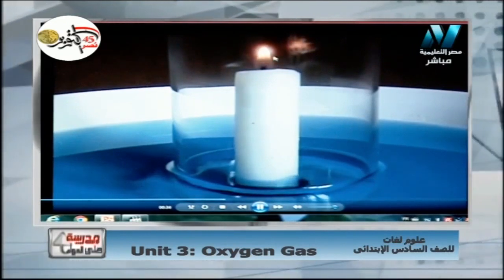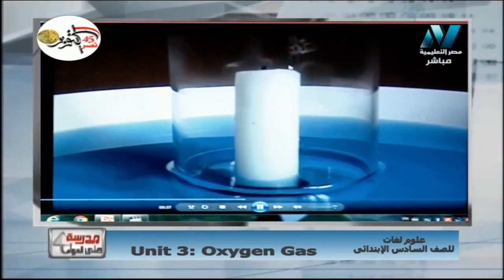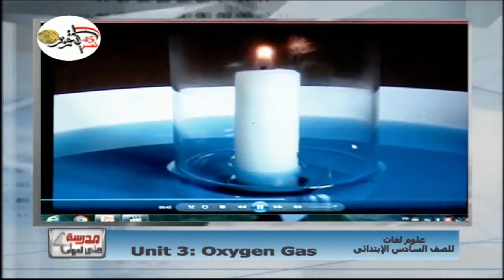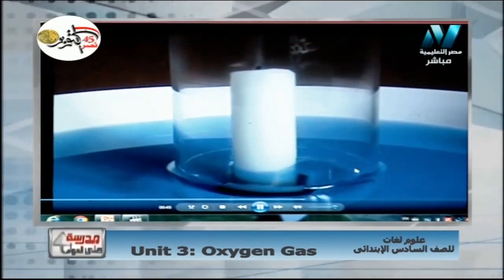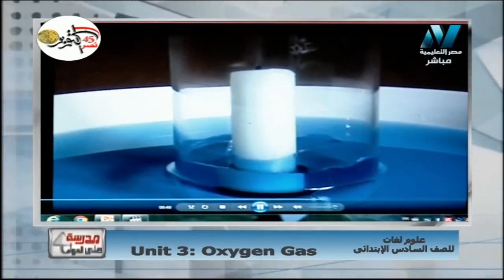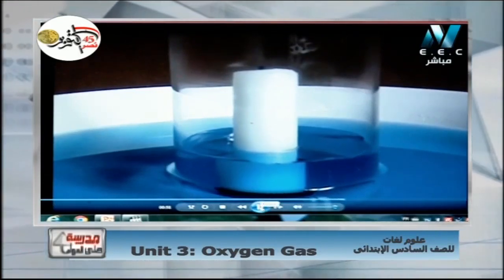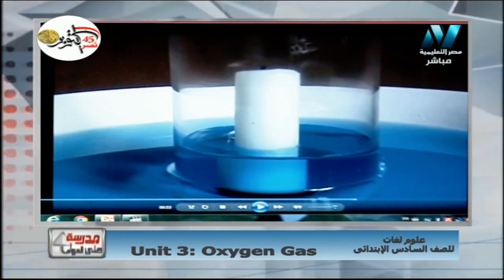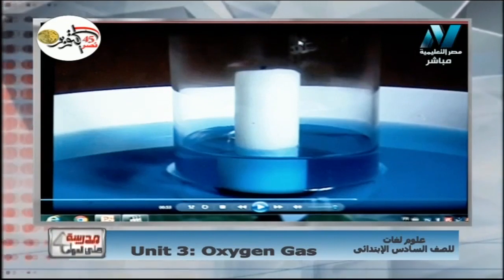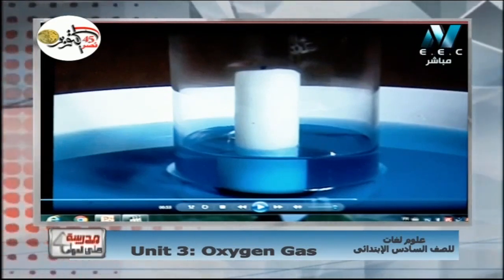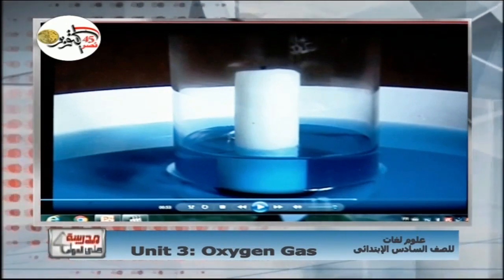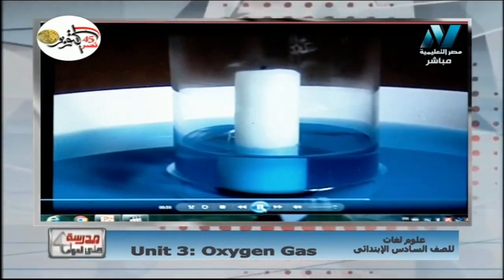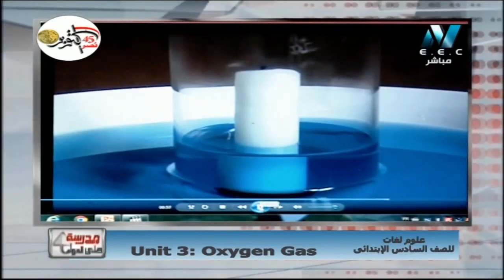Look here, the flame tries to turn off, but it is still trying to hold on a bit. What happened to the water level? It rises. Why? Because water compensates for the decrease in oxygen gas in the air. So I can say oxygen gas is 1 over 5 of air volume. So oxygen gas really occupies 1 over 5 of the air volume, or 21%.